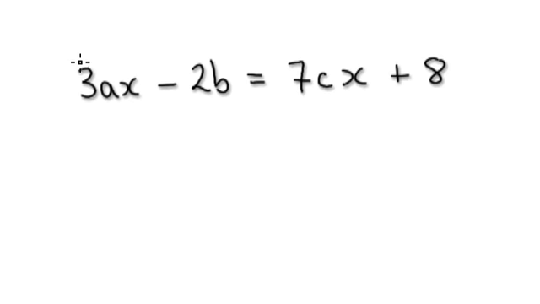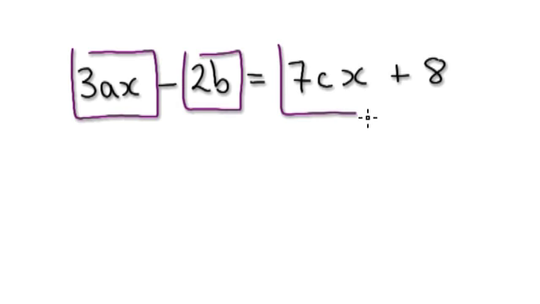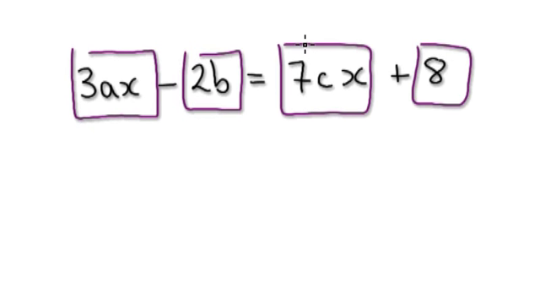So visualize it as this. You've got this block, take away this block, equals this block, plus this block here. Get all the X's on one side and all the rubbish on the other side. This is classed as rubbish because it doesn't contain X. This one here is classed as rubbish. Doesn't contain X. So move all the X's on one side. So this one here, group all the X's together.